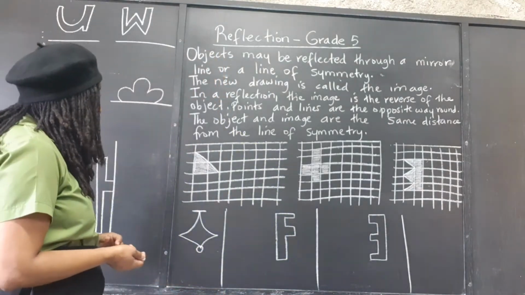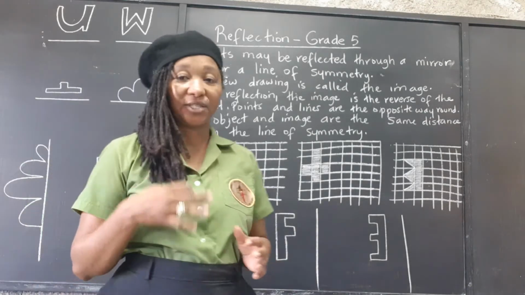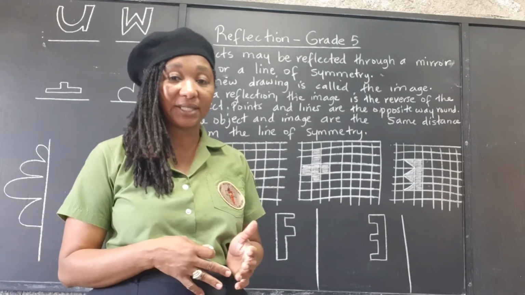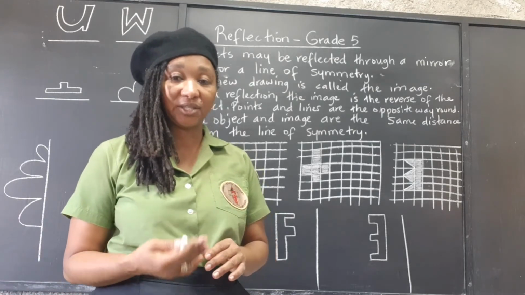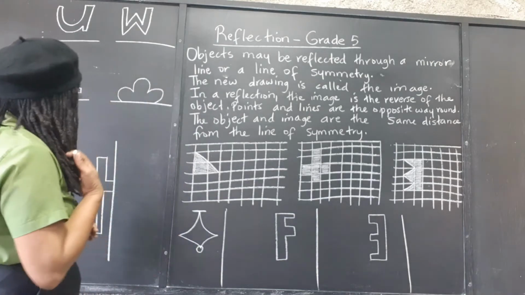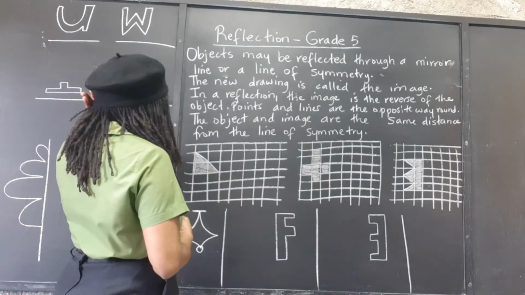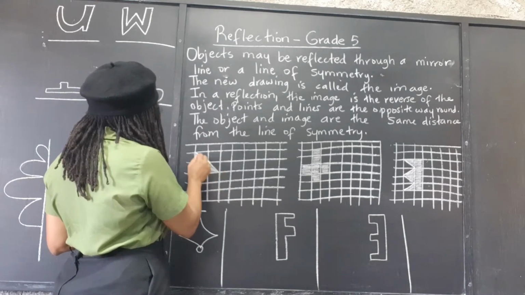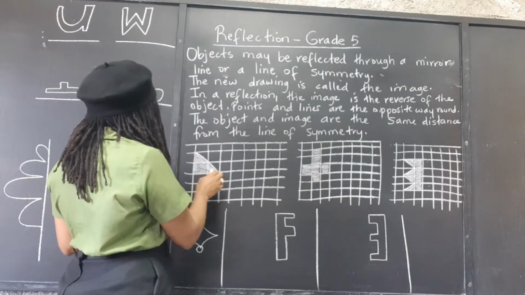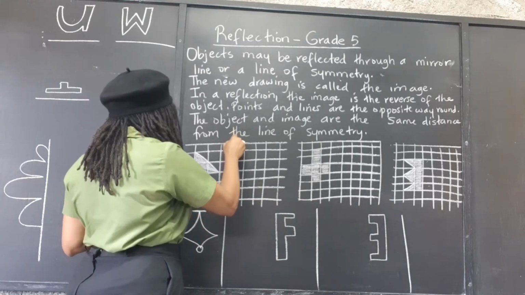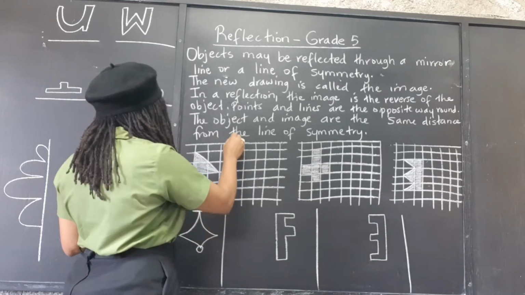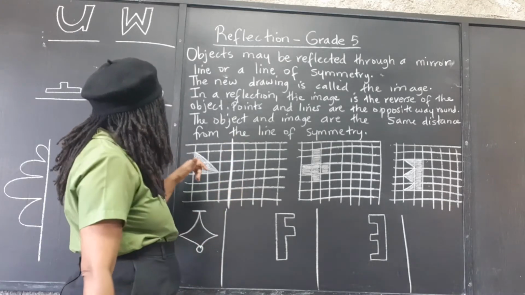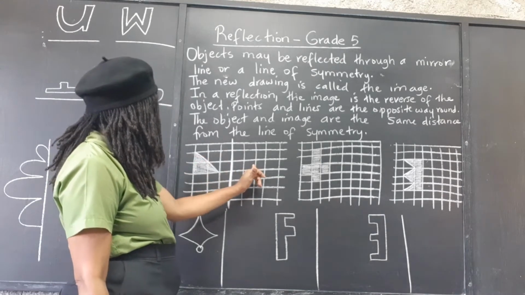And we're going to pay attention to the fact that if it is oriented to the left, it must be oriented to the right in the image. If it's oriented to the right in the object, it must be oriented to the left. Alright, so let's look then. So here we have a triangle. It's a right angle triangle and it's oriented to the right. We're going to use this line as our mirror line. So this is our line of symmetry. Right? We're going to reflect this triangle over here.